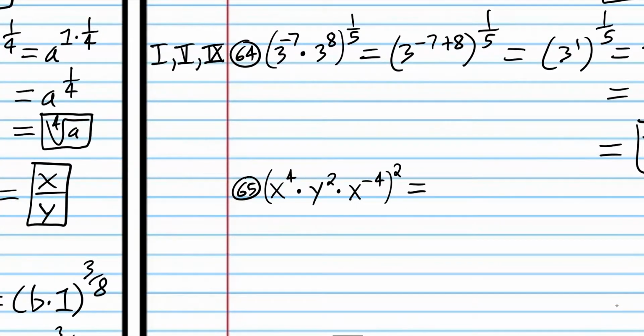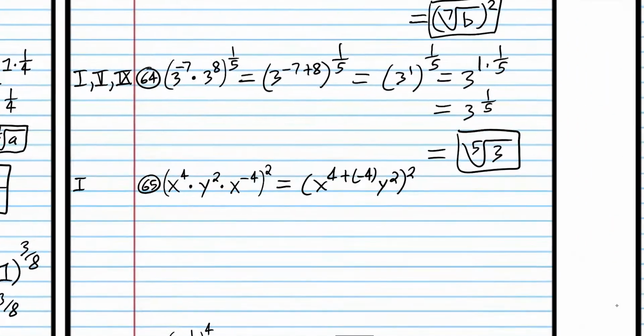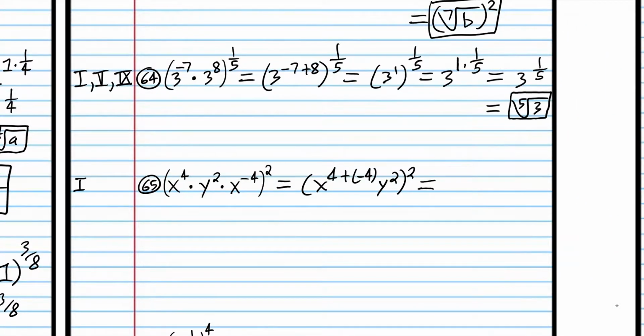So we're going to combine those x's. That's rule number 1. So we have x to the 4 plus negative 4 power times y squared, all raised to the 2nd power. And so we get x to the 0 power. And anything raised to the 0 power is just 1. That's rule number 7 actually. And 1 times y squared is just y squared.